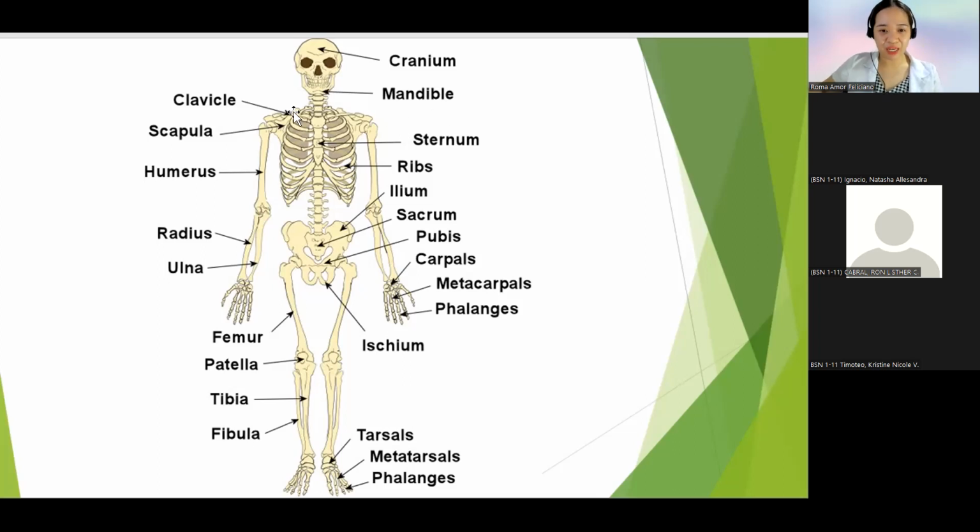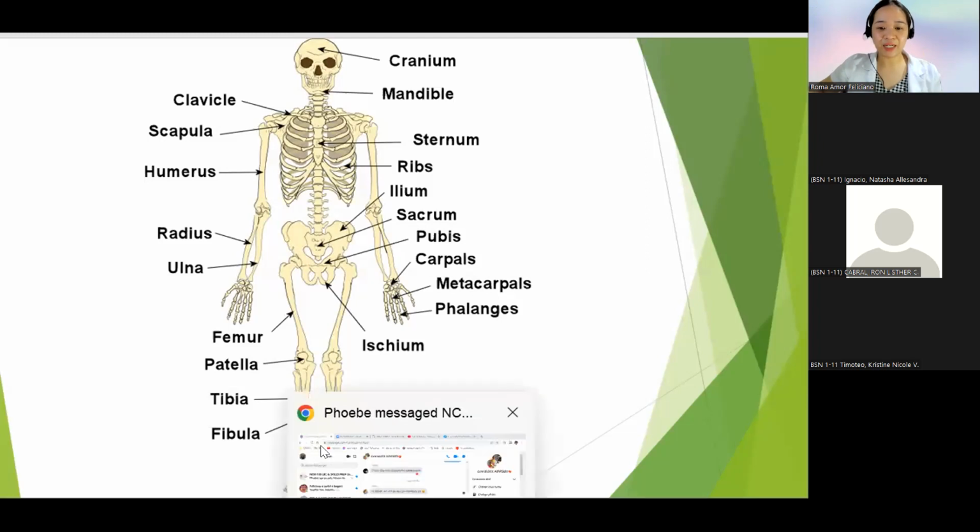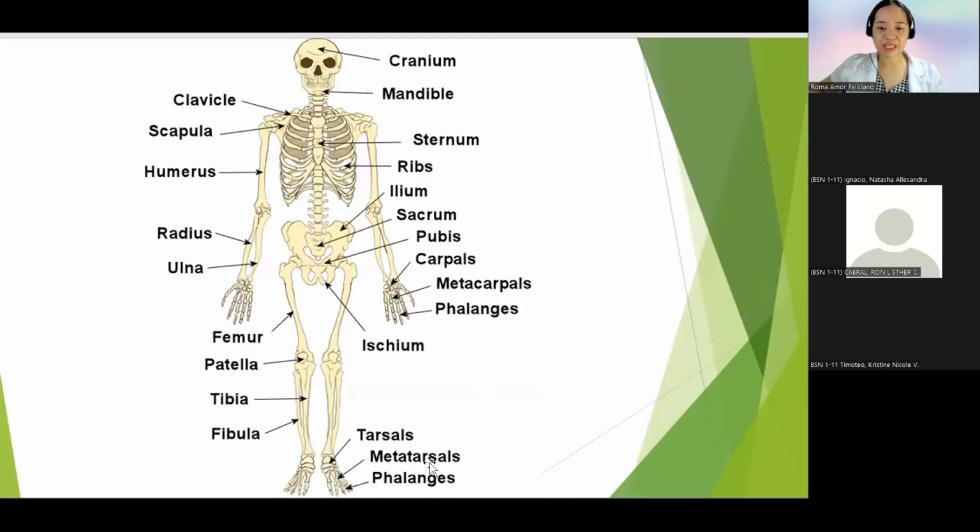So this is your clavicle, no? Your clavicle, and then your scapula, your sternum, your ribs, your humerus, this one, yung arms mo, and then your ilium, this one, yung nararamdaman mo dito sa taas ng iyong singit, no? Merong para dyang bony structure, that is your ilium, your radius, your ulna, no? And then the femur, the patella, the tibia, the fibula, the tarsals, the metatarsals, the phalanges. The phalanges, those are your fingers, no? So take note of this one and review the parts.